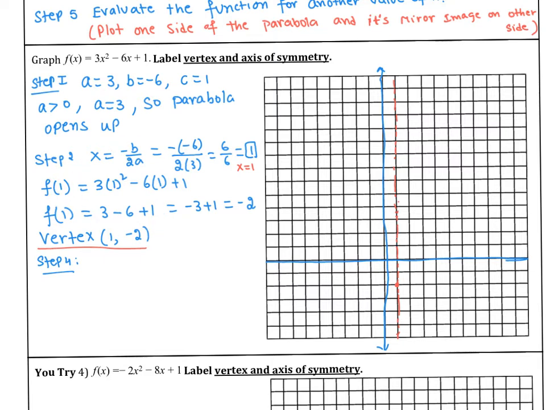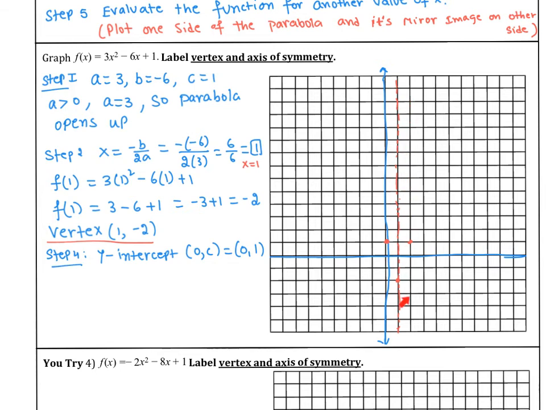Now step number 4 is to find the y-intercept, and y-intercept is 0 comma c, and in this case is going to be 0 comma 1. So here is my y-intercept. If I plot it, it's going to be 0 comma 1 here, and its mirror image is going to be on the other side of the axis of symmetry line. So this is my axis of symmetry line, where this is going to be my vertex, or x value is 1.